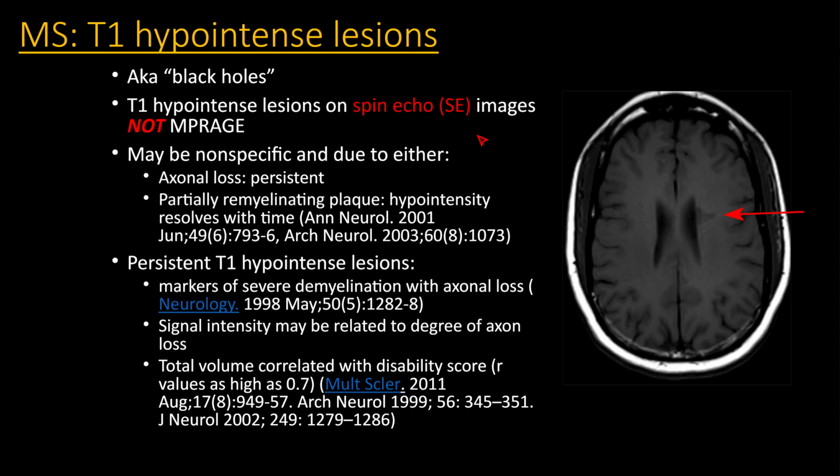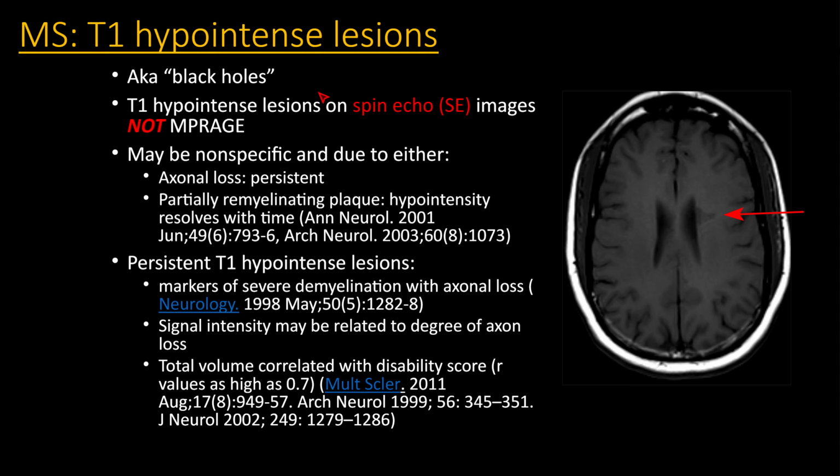Again, it's very important to remember that they're truly based on spin echo, not based on MP-RAGE. So do not go around talking about black holes or T1 hypointense lesions based on MP-RAGE. As I showed in that image with the FLAIR and MP-RAGE side by side, you can pretty much see all lesions on MP-RAGE. So it becomes meaningless to talk about T1 hypointense lesions on MP-RAGE.